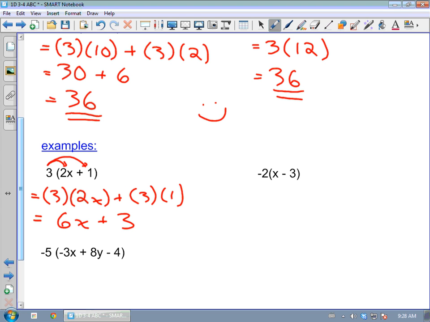All right, let's take a look at the next one here. I'm going to have negative 2 times x minus 3. So I'm going to first do negative 2 times x plus negative 2 times negative 3.